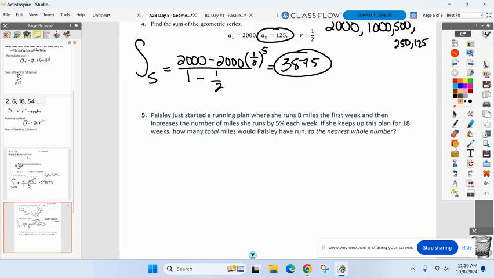Let's talk about Big Paisley here. 8 miles the first week. Increases the number of miles by 5% each week. If she keeps this up for 18, this is the part that scares me. Total. I have a feeling some of you might find her 18th week. No, I want all 18 weeks added up.